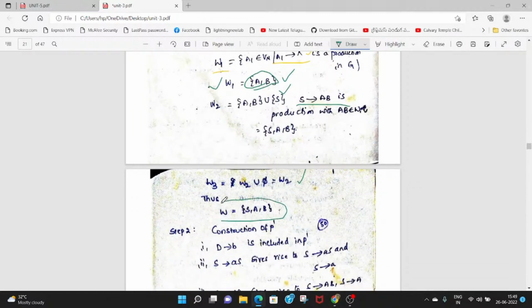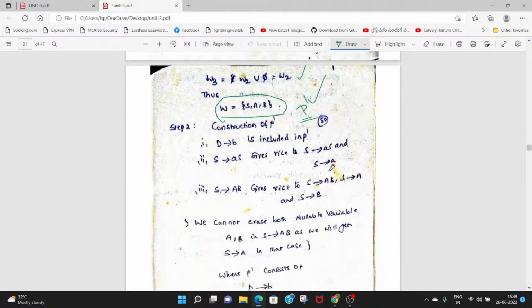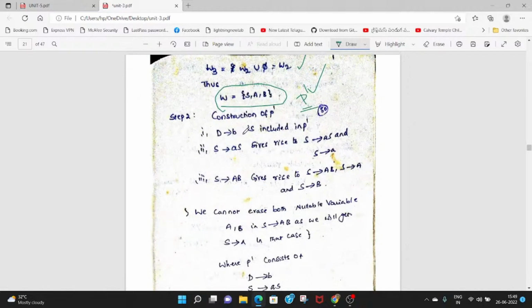So my W consists of these things only. Now I am including the productions. The second step says what productions you are going to include. I'm including D tends to small b into P dash because it is not consisting of null. You don't worry about why we are including D tends to b, because here the concept is eliminating the null productions, not useless symbols. So we concentrate on null productions only.